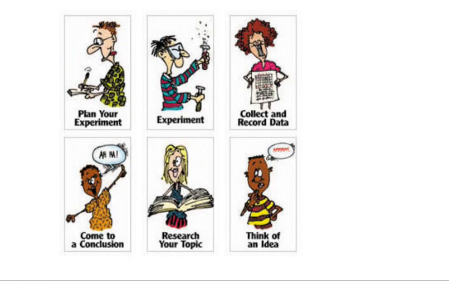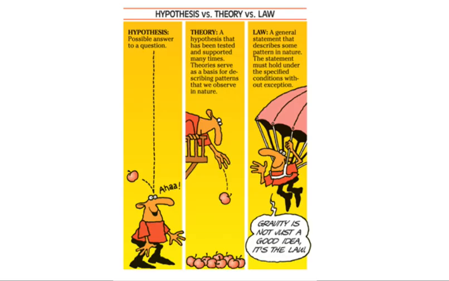I found this graphic on the internet when I was trying to liven up my presentation with pictures. I thought it was interesting that it's all pretty much in order except for the last two. Researching your topic and thinking of an idea obviously don't come after a conclusion. If we put them in order, you should think of an idea first, then research your topic, then plan your experiment. It doesn't have anything about a hypothesis in there, but that's okay. Yeah, those last two are out of order.